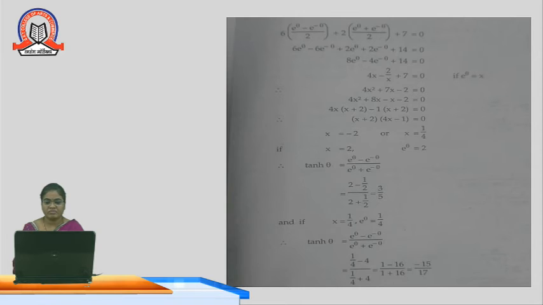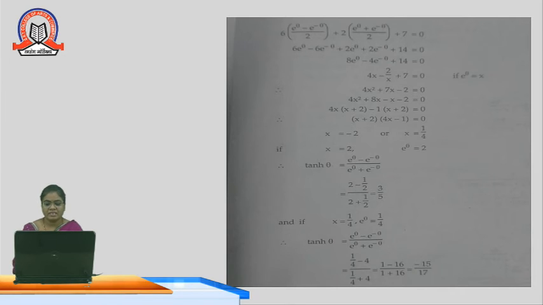Then taking the LCM, 4x² plus 7x minus 2 equals 0. Solving using the quadratic equation, we get (x plus 2) and (4x minus 1) as the factors. Finding the x values, we get x equal to minus 2, sorry, and x equal to 1/4. So x equal to 2 means e^θ is equal to 2. Substituting e^θ equal to 2 in the tanh θ formula, we get (2 minus 1/2) upon (2 plus 1/2), that is equal to 3/5.